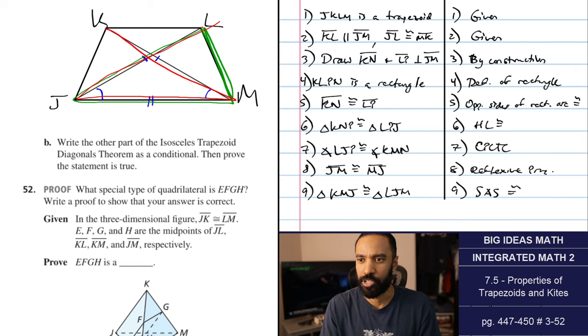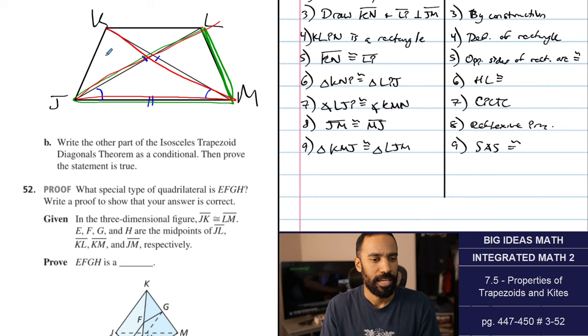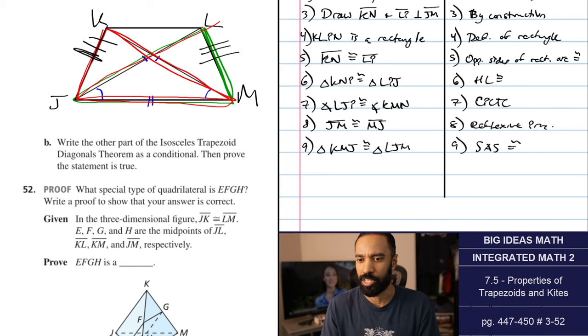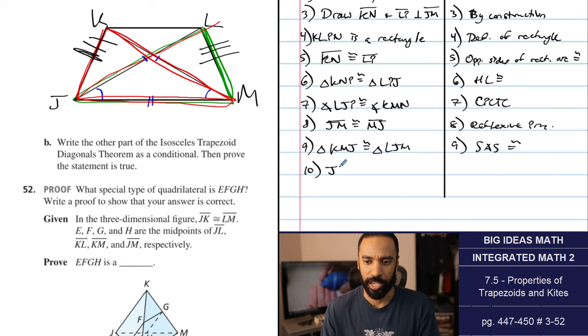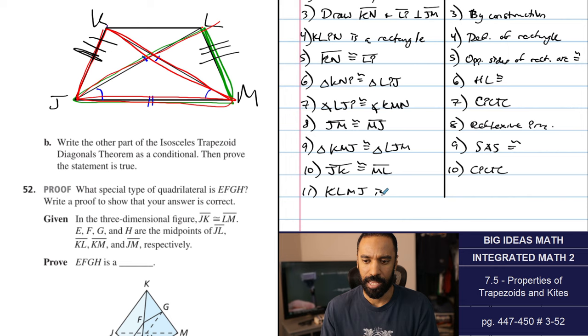I've got two more steps. I need CPCTC and then it's isosceles. So now by CPCTC, what did I do with red? I messed up on the red triangle. This should be the red triangle here. So this KJ is congruent to LM by CPCTC. I'll say JK congruent to ML by CPCTC. And now KLMJ is an isosceles trapezoid by definition.